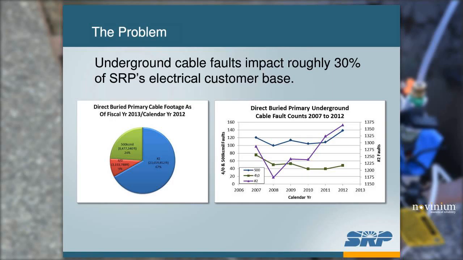If we look over our faulting behavior, on our 500, we typically see around 100 faults per year on that cable. On our 4/0, we're somewhere between normally 40 and 50 faults. And on our number 2, we're looking at faults in excess of 1,300 faults a year.